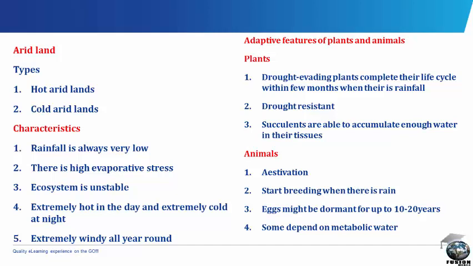Adaptive features of plants and animals in the arid land. The adaptive features of plants in the arid land include: 1. Drought-evading plants complete their life cycle within few months when there is rainfall. Plants in the arid land are drought resistant. Succulents are able to accumulate enough water in their tissues, while animals in arid land estivate.